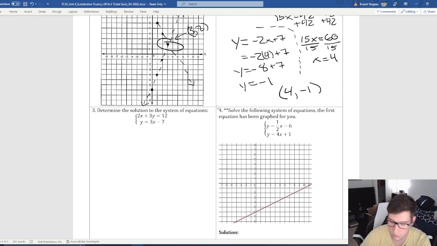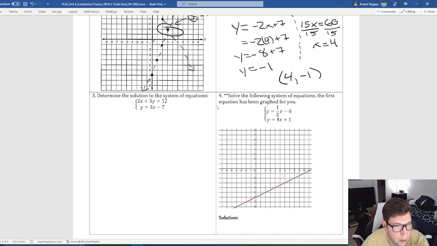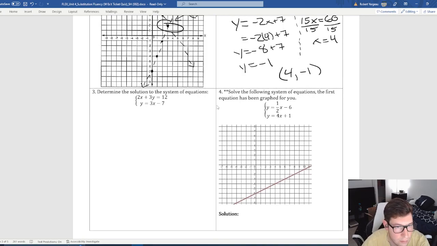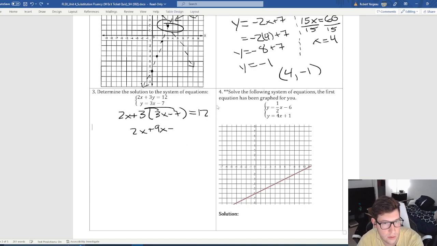All right, taking a look now at this next problem. Once again, we have the same setup. We have one standard, one slope intercept. So I'm going to go ahead and do that same thing. 2x plus 3 times (3x minus 7), right, because y is already isolated, is equal to 12. Distribute 2x plus 9x minus, apologies, not 7. I didn't distribute properly. Minus 21, there it is, equal to 12.